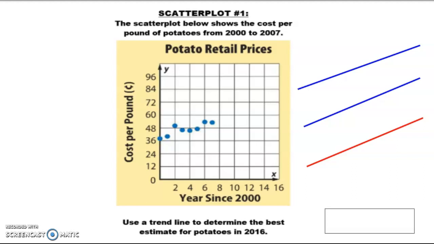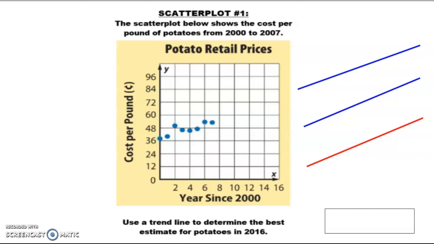Okay, so today we are going to be going over scatter plots and predictions. For our first example, we have a scatter plot below, and it shows the cost per pound of potatoes from years 2000 to 2007. So we are going to use a trend line to determine the best estimate for potatoes in 2016.